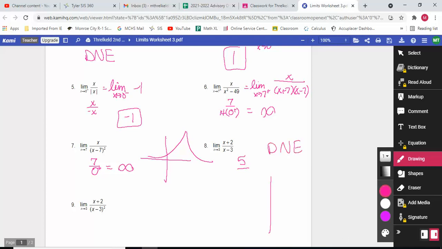If you looked at the graph on this, it is going to look like this. So we can see you've got the ends going opposite directions. So the limit doesn't exist.